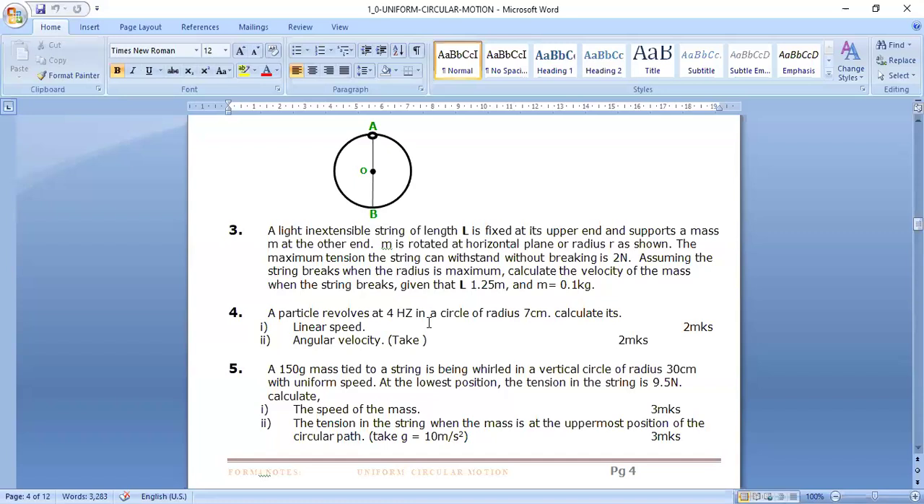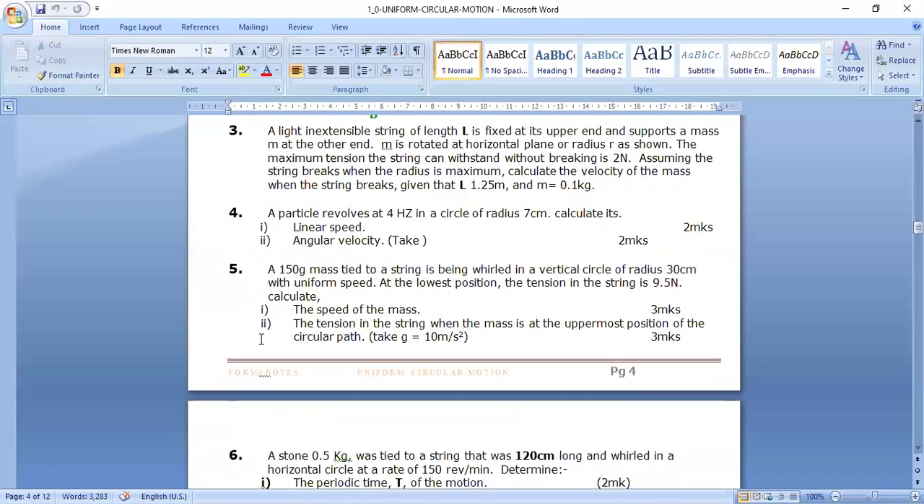radians per second. Then we come and say, but omega equals to v over r. So v equals to omega r. That gives us 25.13 times radius, 0.07. The answer is 1.759 meters per second. That's the linear speed. Angular velocity, we have already calculated 25.13 radians per second.